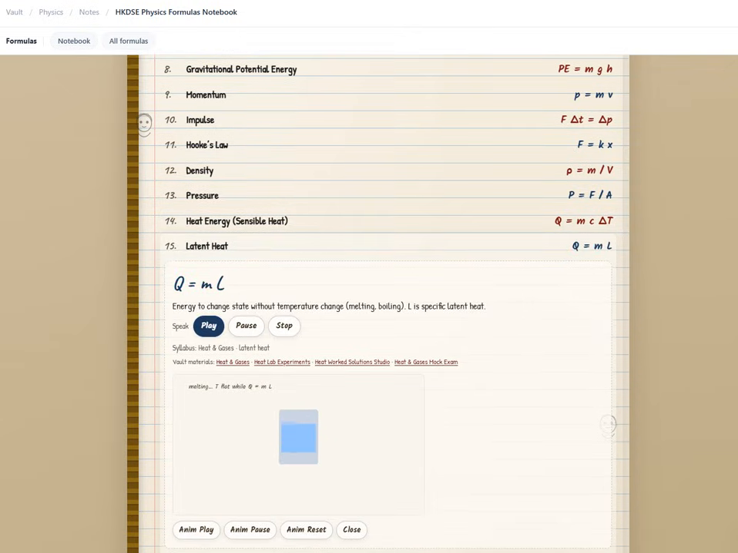Latent heat, Q equals mL. Energy to change state without temperature change, melting, boiling. L is specific latent heat. During melting, temperature stays flat while latent heat is absorbed.